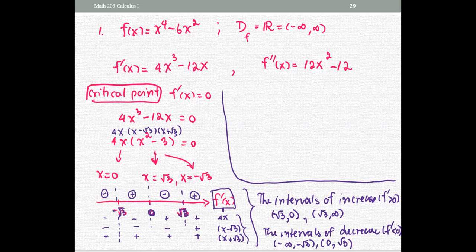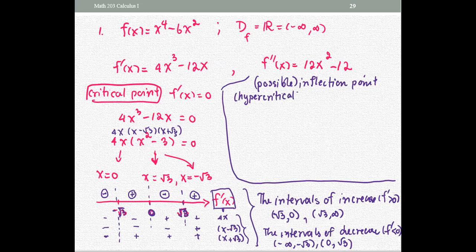All right, any questions so far? No? All right, for the second derivative, now we're going to find the possible inflection points. Some textbooks use the term hypercritical. Based on this book, they use the term possible inflection point. Okay, possible. And again, note that some textbooks say hypercritical. It's critical on top of the critical. I guess that's where it comes from.